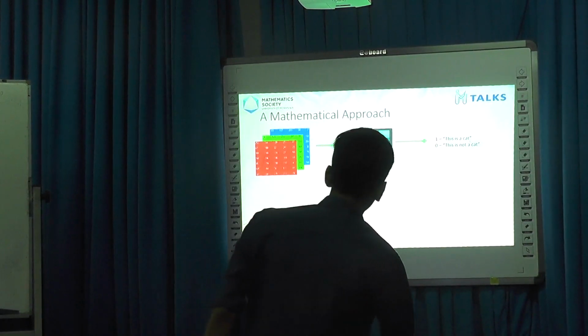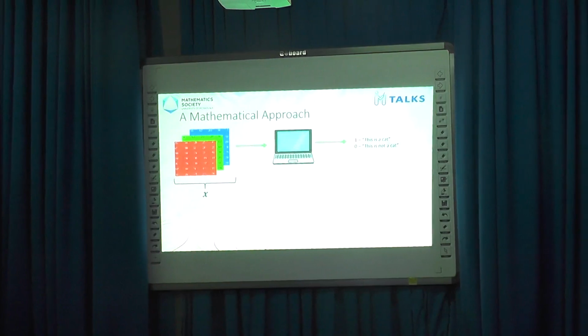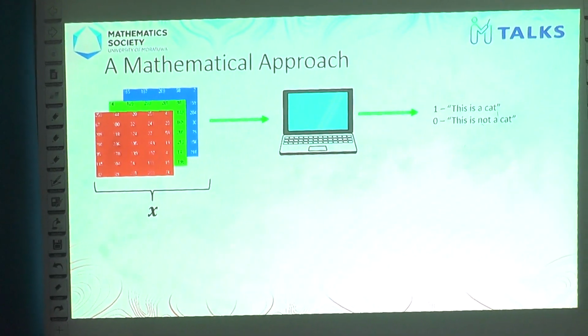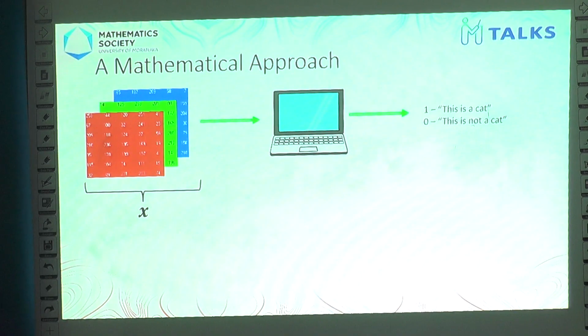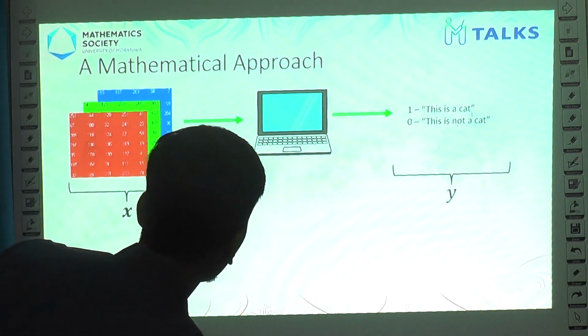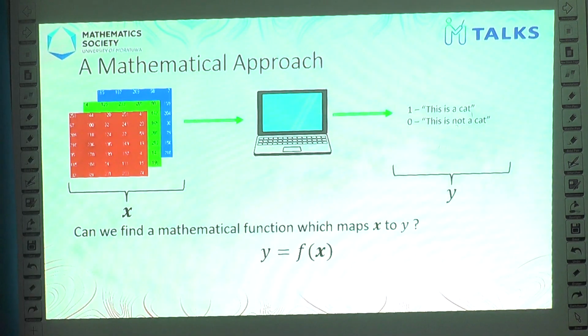So we denote this as x, and I make it bold because it is a vector, not a single number. It is a 3-dimensional vector because you can index it by height, width, and the channel dimension. If you are not familiar with vectors, you can think of it as a collection of a lot of numbers, a mathematical object called a vector. And I call the output y. So our problem in AI is: can we find a mathematical function which maps this x to y?